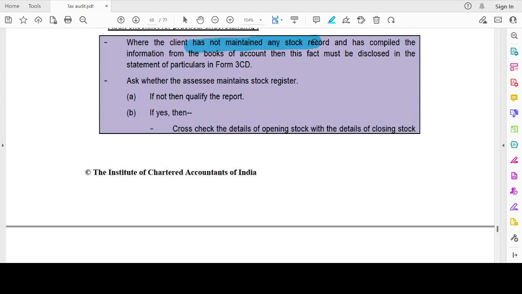When the client has not maintained any stock record and has compiled the information from the books of account, then this fact must be disclosed in the statement in the particulars of Form 3CD. In the observation or qualification column, I have to mention the fact that the client does not maintain any stock record and only goes on the basis of books of accounts.